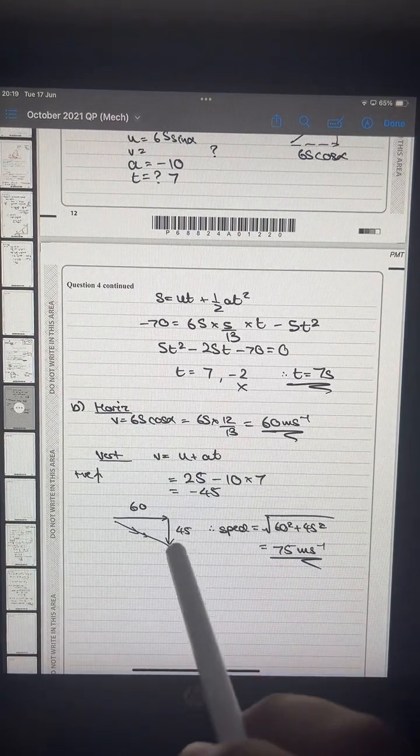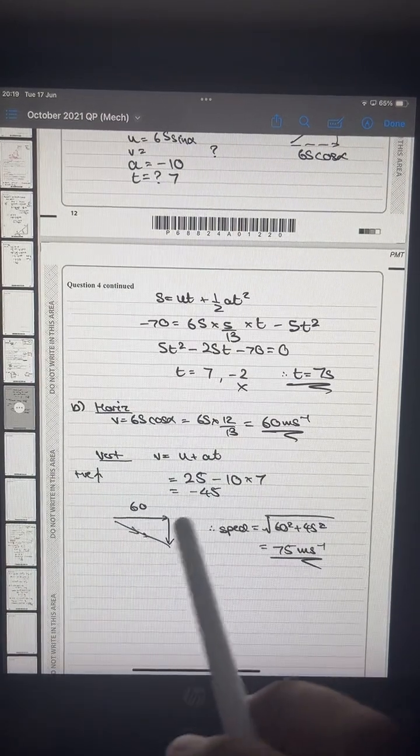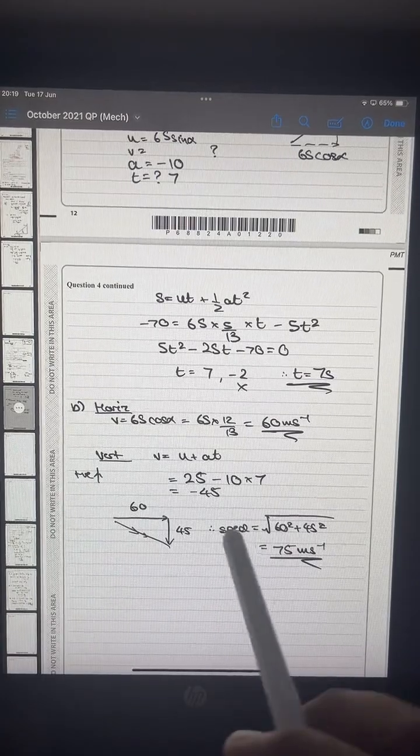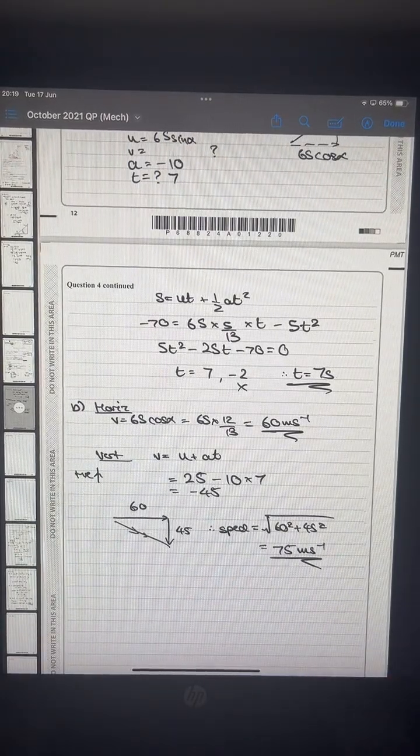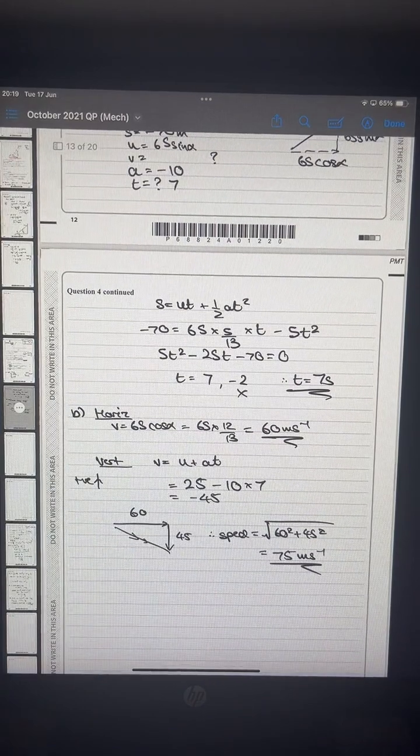So 60 and minus 45 are my velocity components. I have to find the magnitude of that, so that's the square root of those two squared added, and you get 75. That's how you do part B. Remember, scalars, you have to do that.